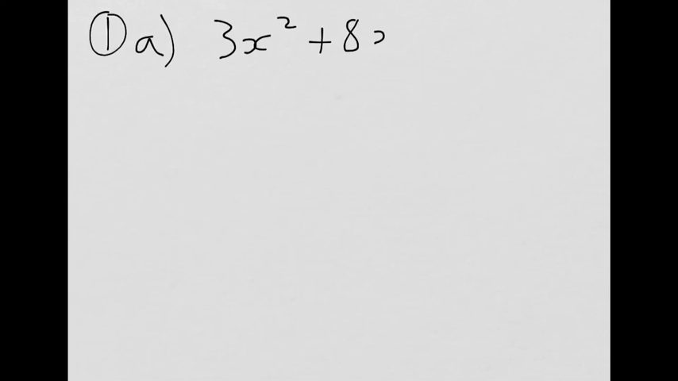I've got the trinomial 3x squared plus 8x plus 4. And right off the start, I want to note that a is not 1. The coefficient of my squared term is not 1. That should be an indication to you that we're going to do the magic number factoring method.